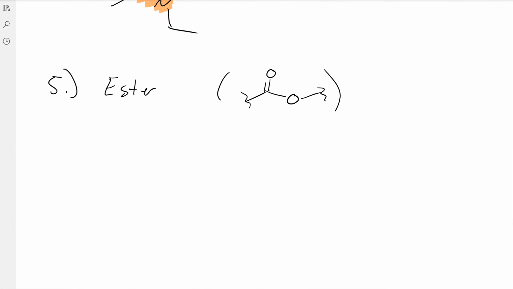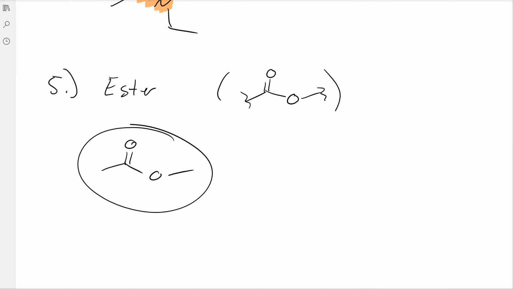So for example, something like that, right? That's an ester right there. You can see we have a carbonyl, and then we have an oxygen group, and then we have more carbons coming off of that oxygen group. Again, similar to carboxylic acid, it behaves very chemically different.